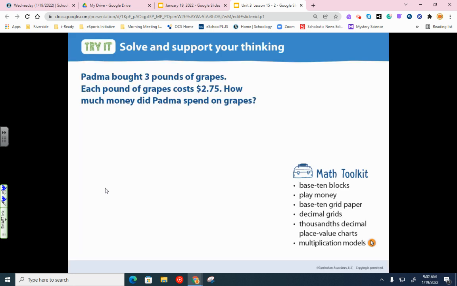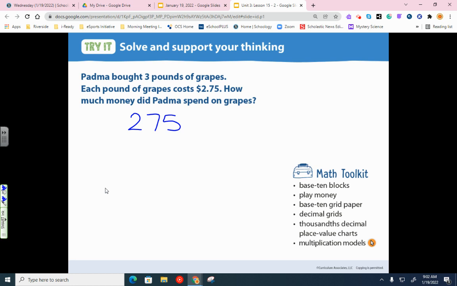Padma bought 3 pounds of grapes. Each pound of grapes costs $2.75. How much did Padma spend on grapes? So we can do this a couple different ways. Let's go about it this way. Let's take $2.75 and turn that just into cents.